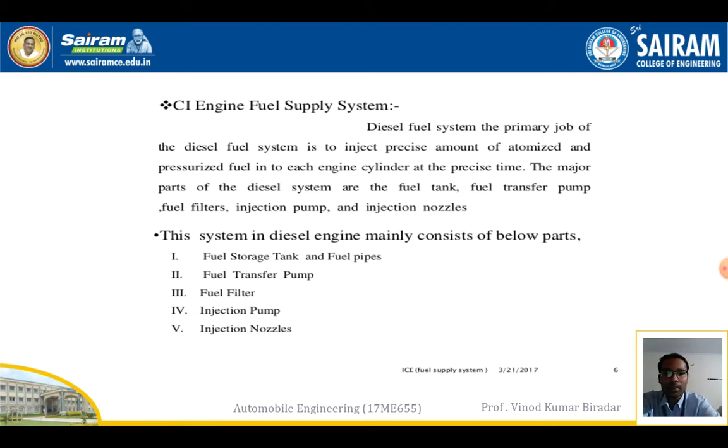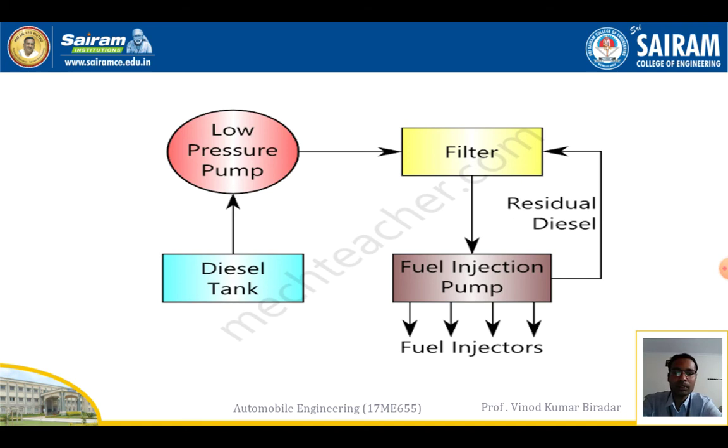The main parts of this system to supply fuel to the engine are, first, the fuel storage tank, that is the diesel tank, then the fuel transfer pump, fuel filter, injection pump, and the fuel injection nozzle. This is a schematic diagram of how fuel is supplied from the fuel tank to the engine.